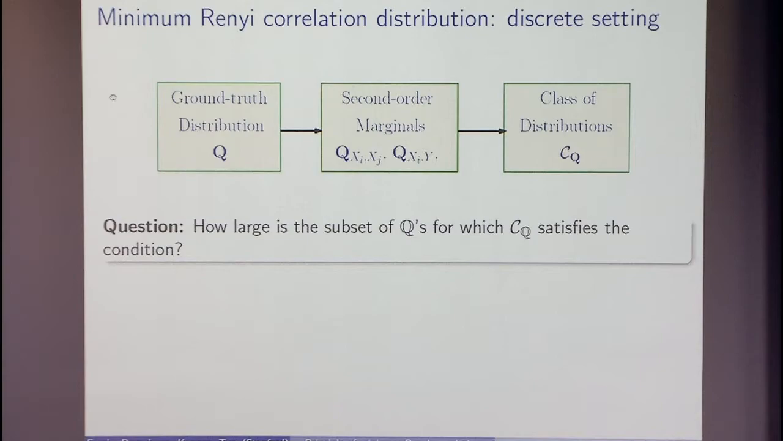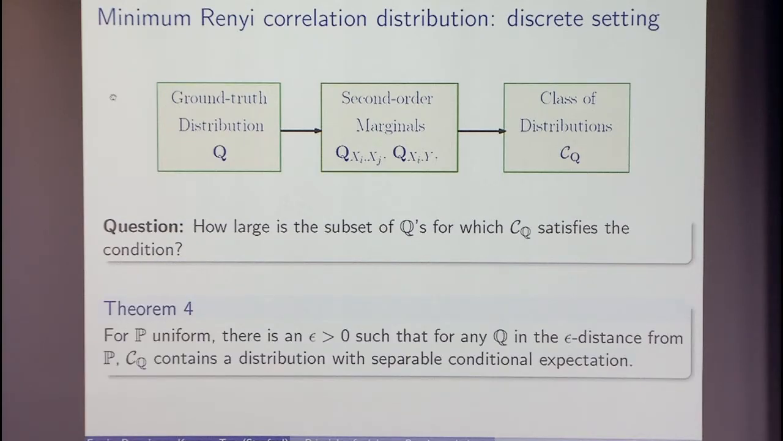The best thing that so far we have proved is that for P uniform, there is an epsilon such that for any Q in the epsilon distance, so it's a norm one distance, in epsilon distance from P, CQ contains a distribution that has that separable structure. So the measure of the subset of distributions that it would be satisfied under is not 0. The probability is not 0, but it's the best thing we have proved. An interesting question is, can someone prove a result better than that or not?